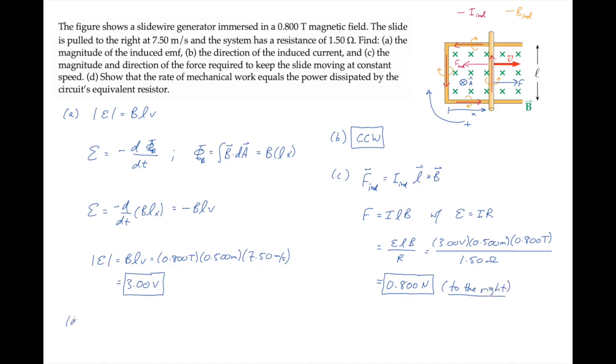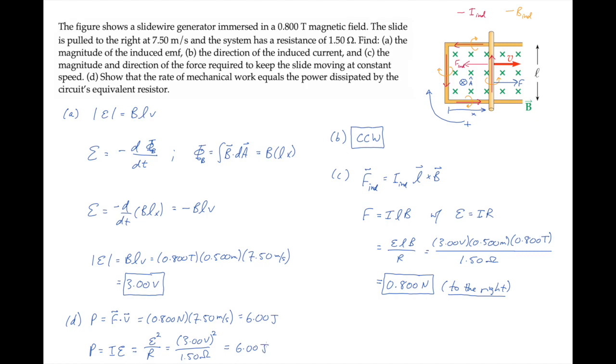Lastly, Part D asks us to show that the rate at which energy is being put into the circuit equals the rate at which energy is being dissipated in the resistor. The rate that we're putting energy into the circuit is the mechanical force F dotted into v. That's the instantaneous power. Those 2 vectors are parallel. So when we calculate, we find it equals 6 joules. The rate energy is being dissipated by the circuit's resistor is the induced current I times the EMF. Again, using Ohm's law, we can express this as the EMF squared over the resistance. When we calculate, we find that it also equals 6 joules.